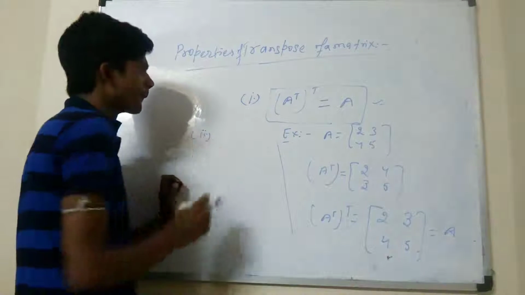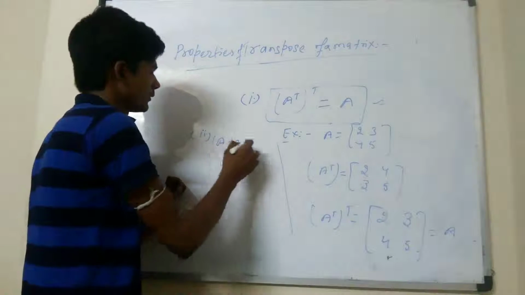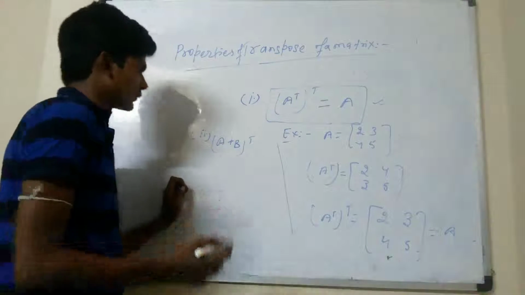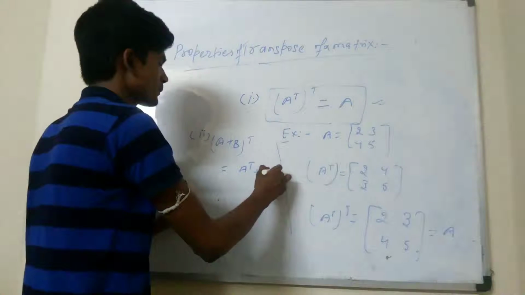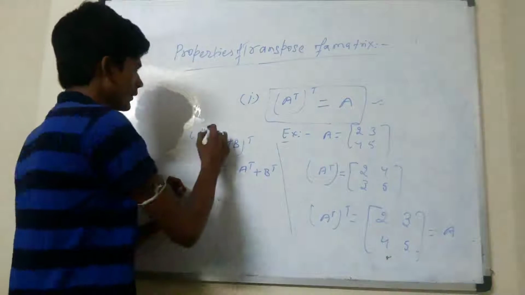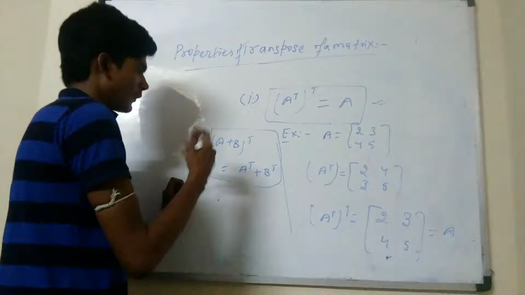Now the second property is also very important. The transpose of A plus B is equal to A transpose plus B transpose. This is the second property. You can prove it by taking an example.